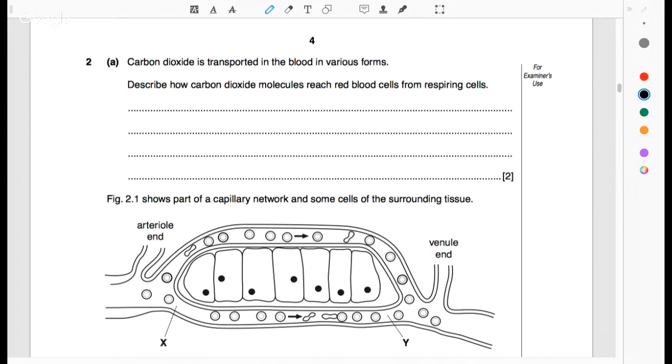Carbon dioxide diffuses out of the respiring cell, crossing the cell surface membrane.